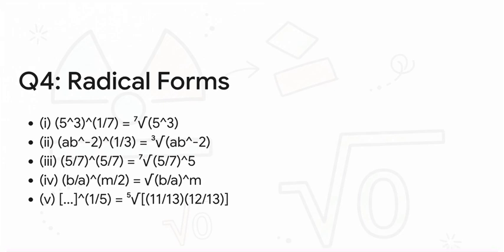Moving to b over a to the m over 2, that 2 becomes our invisible index for a square root, leaving us with just the square root of b over a to the power of m. Finally, we have this massive messy bracket to the 1/5. Listen, it doesn't matter how complex the inside is, the 5 becomes the index, giving us the 5th root of that entire expression. And literally just like that, the whole shebang is done. You've conquered the entire exercise.